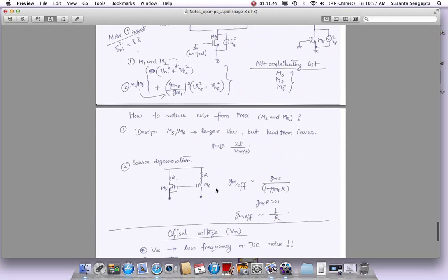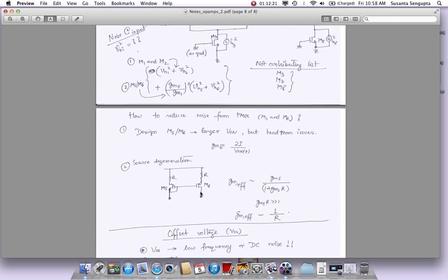The second way, which we also do a lot in the industry, especially for low voltage designs, is we will do source degeneration. We will take the sources and degenerate with a resistor, since we are trying to lower the effective GM of this PMOS. The effective GM for this source follower becomes GM by 1 plus GMR, and if you can make GMR big, let's say 10 or something like that, then your effective resistance becomes 1 over R.